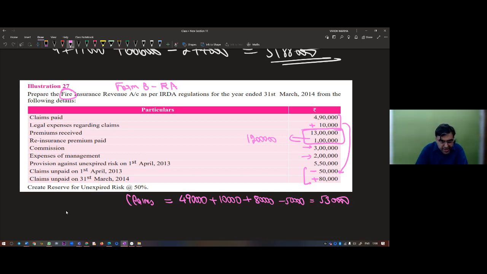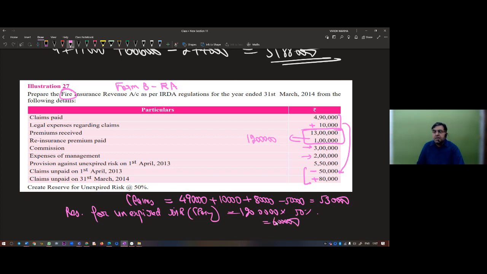Now, reserve for unexpired risk. It will be 50% of the premium. Opening reserve is 550, the closing reserve is 6 lakhs. So 50,000 is the reserve to be created. Now the reserve to be created during the year can be shown under premiums or shown separately. I will show it separately. Your module has shown it within the premiums.